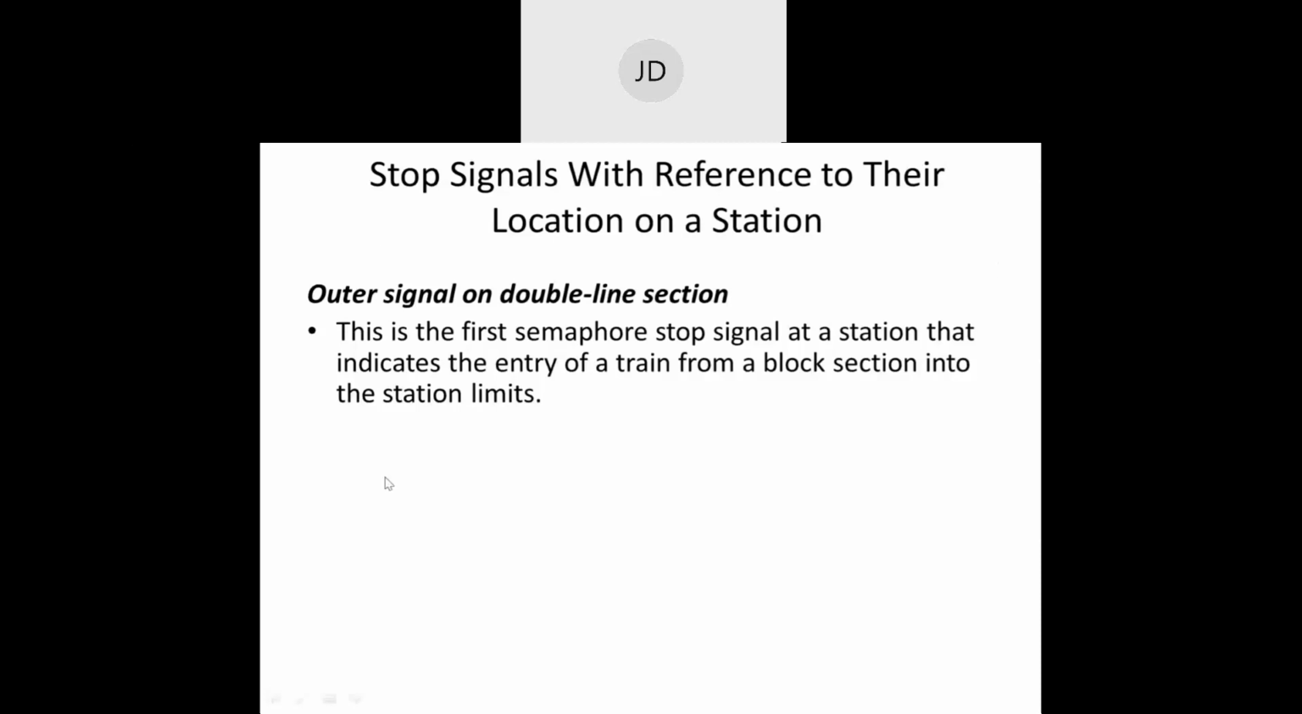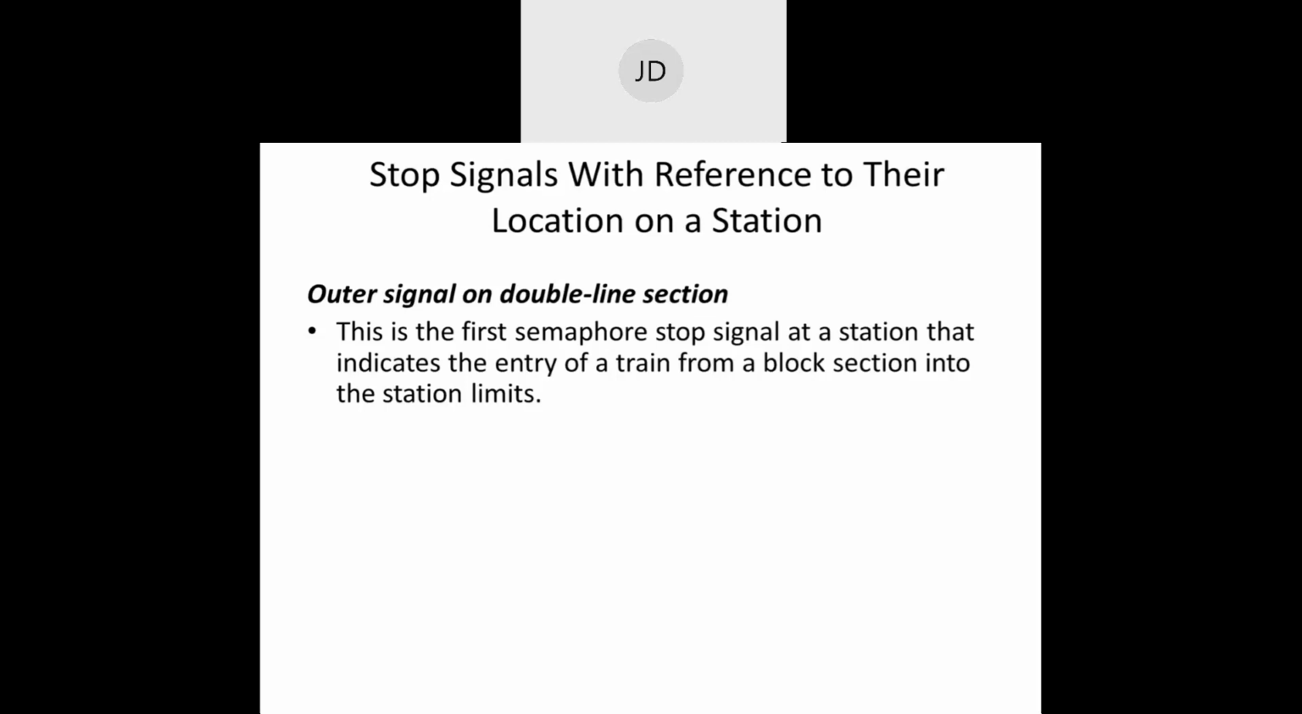So the first signal that we are going to discuss is your outer signal, that is, the outer signal on a double line section. Double line section means a parallel line will be available for movement of a train. So the first kind of stop signal is your outer signal.